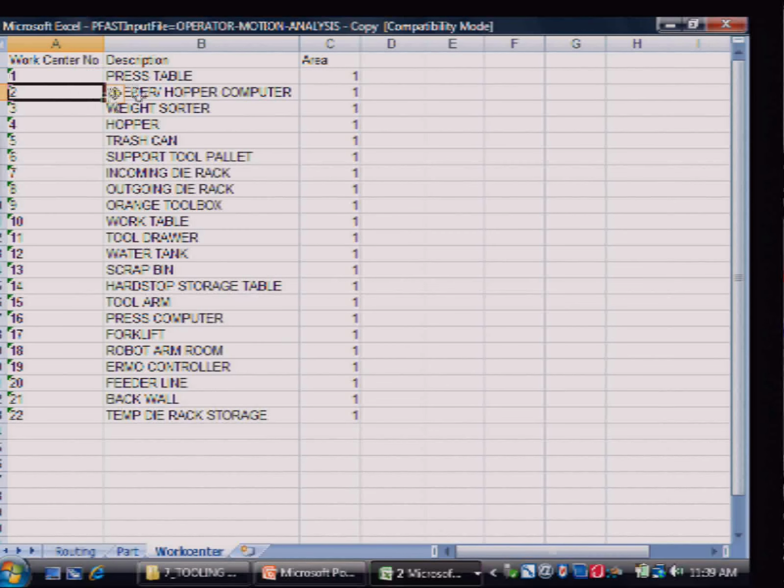Work center 2 is the feeder hopper computer. Sometime during the process of setup, the operator was seen to go and work or do something at the computer. Then step 3 is the weight sorter. So all we are doing here is creating or describing all the work points that the setup process had the operator visit, correct? So this is tooling analysis. We're applying production flow analysis now to design the layout of the individual workstation.